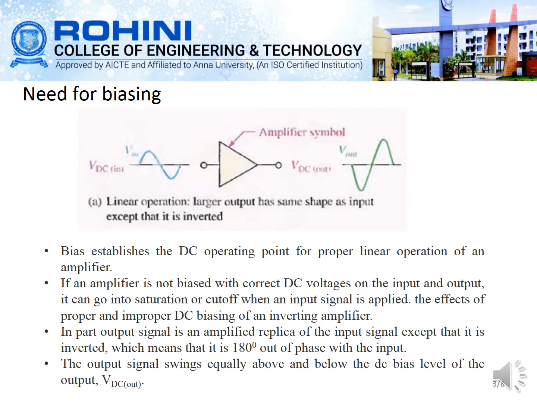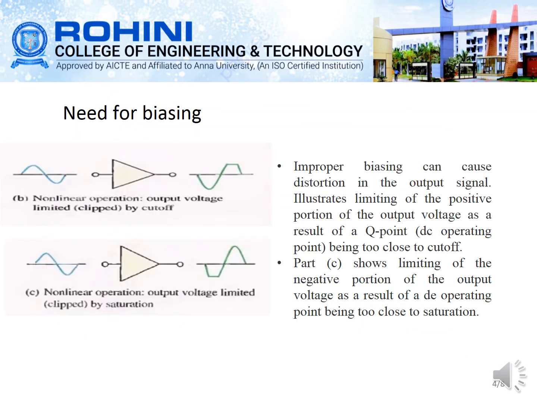It can go to the saturation mode or it can go to the cutoff region. If the input signal is amplified and inverted, this means there is a 180-degree phase shift, so that the output signal swings equally above and below the DC bias level of the output. Here, for the need for biasing, you can see the nonlinear operation in the case of cutoff and also in the case of the saturation region.